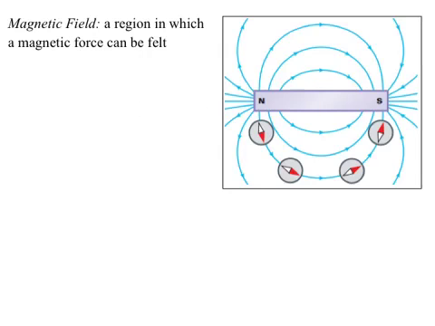All right, third thing. A magnetic field is, simply put, a region in which a magnetic force can be felt. A region in which a magnetic force can be felt.